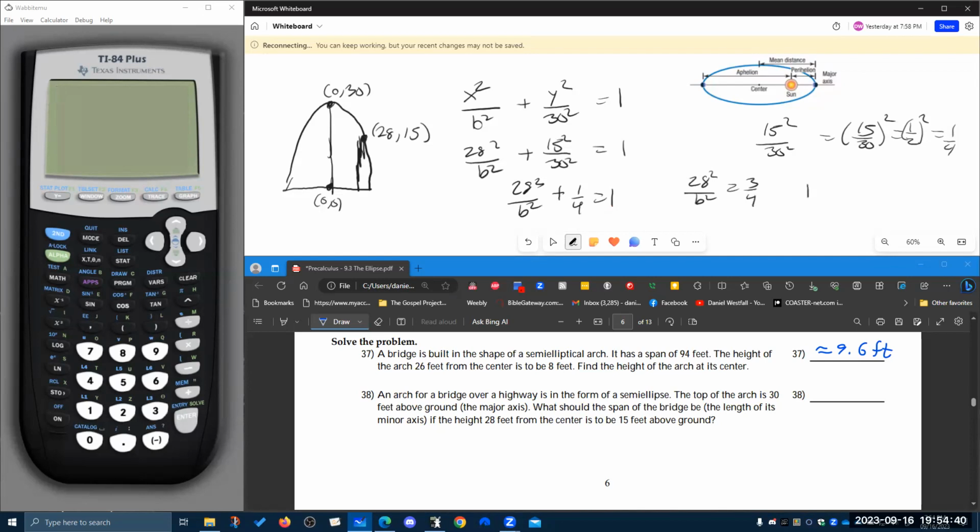That makes b equal to the square root of 28 squared times 4 over 3, which is about 32.33. I want to know the entire span of the bridge, which is going to be 2 of these. So that's going to be about 64 feet.